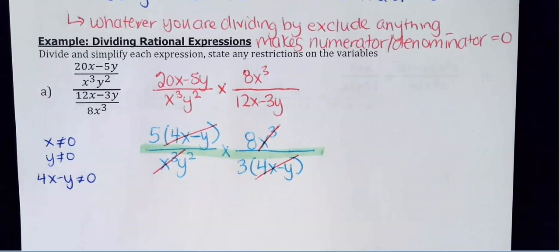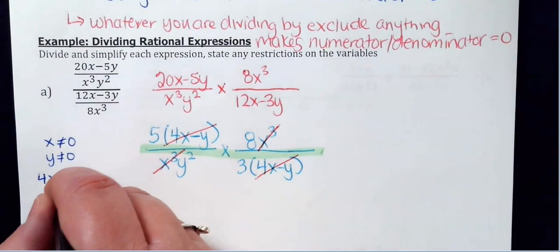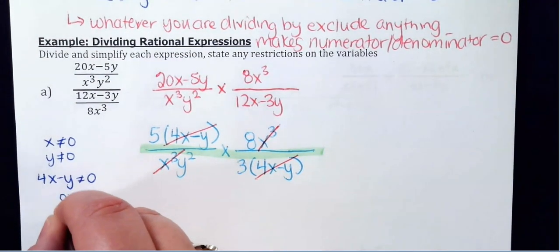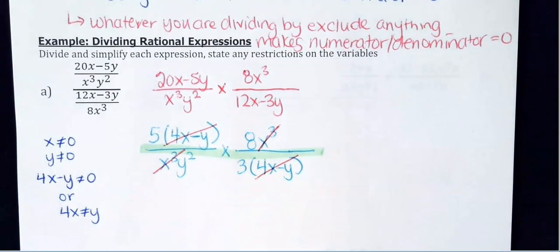Another way, because it's involving two different variables here, another way you might see that restriction written is almost like they solve the little inequality. They'd add y to the other side, so you might see it written like that: 4x can't be equal to y.